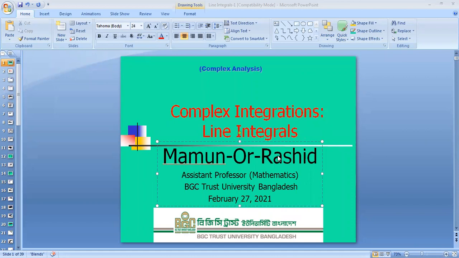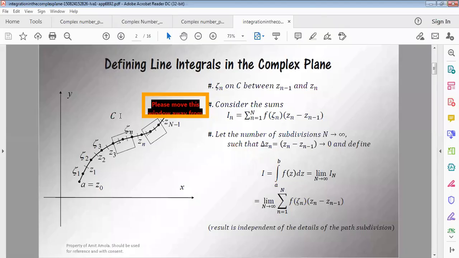Okay, this is the complex integration part, and the first part of complex integration is line integrals. Okay, and the second part will be the integral theorem. This is the first part of complex integration. Actually, integration, why do we use it? To find out the area, to find out the volume. Okay, to find out the area and volume of a region, we have to use integration.